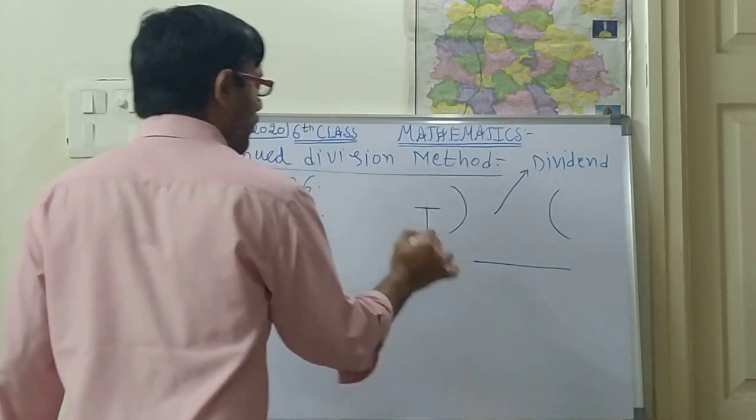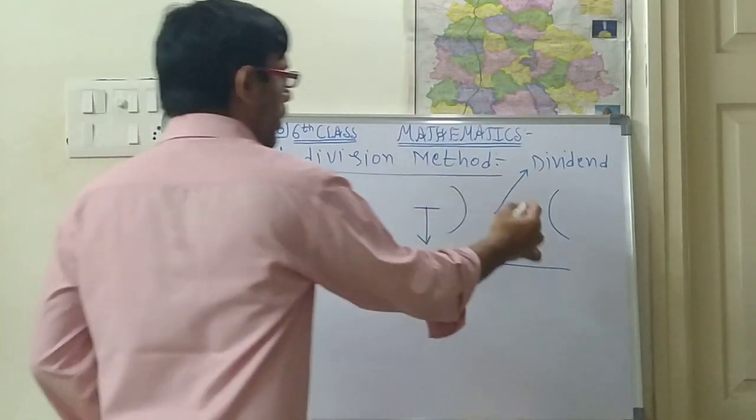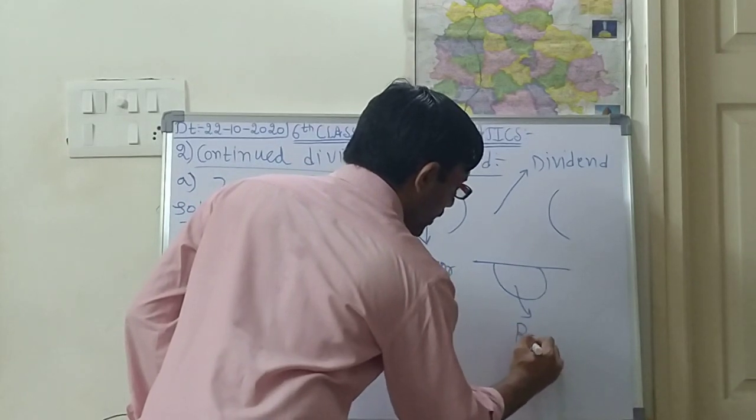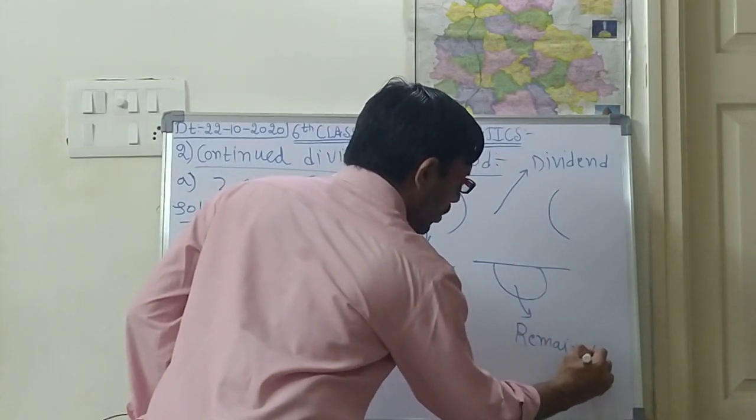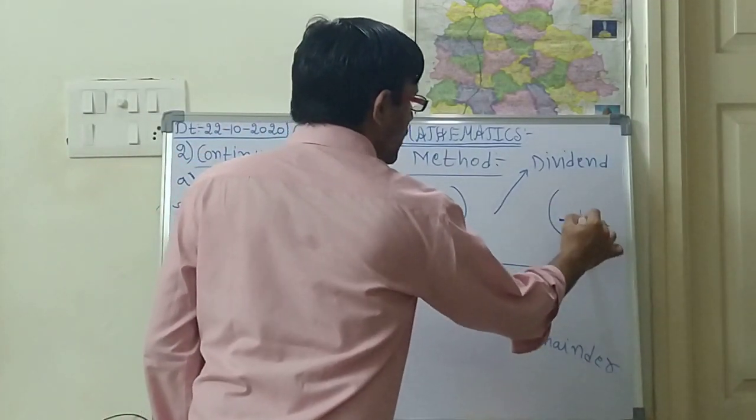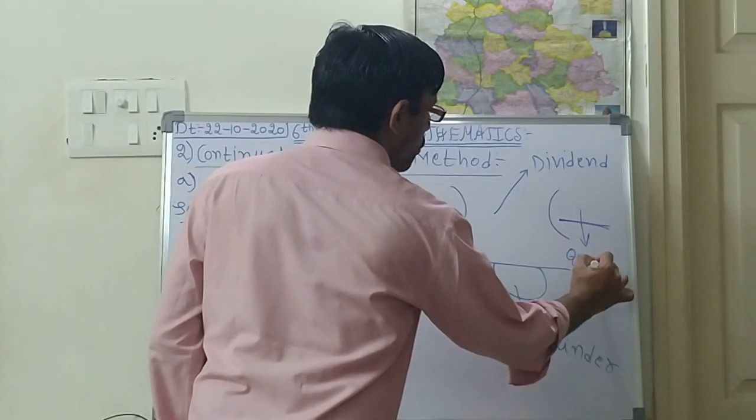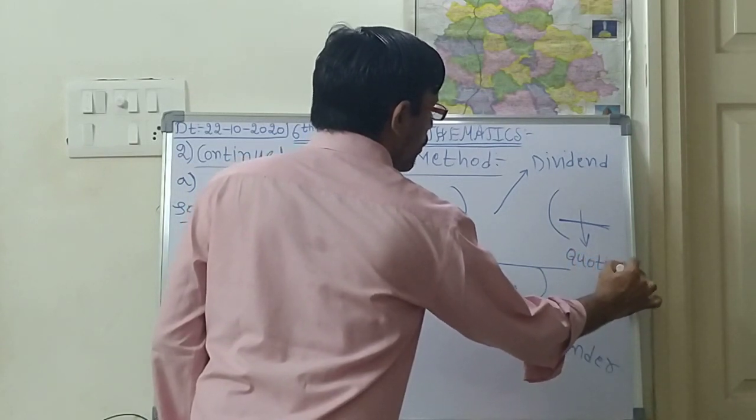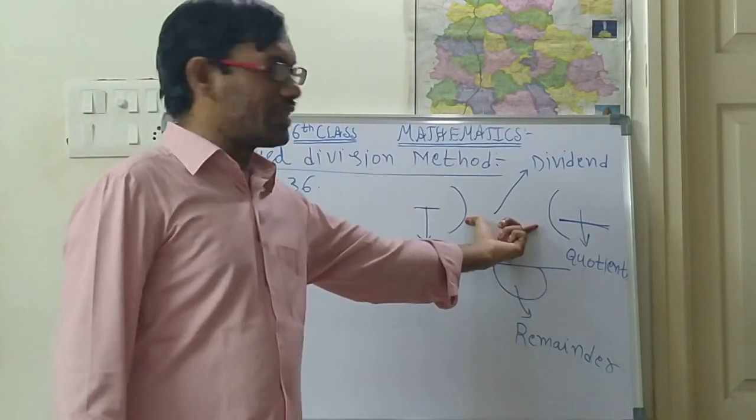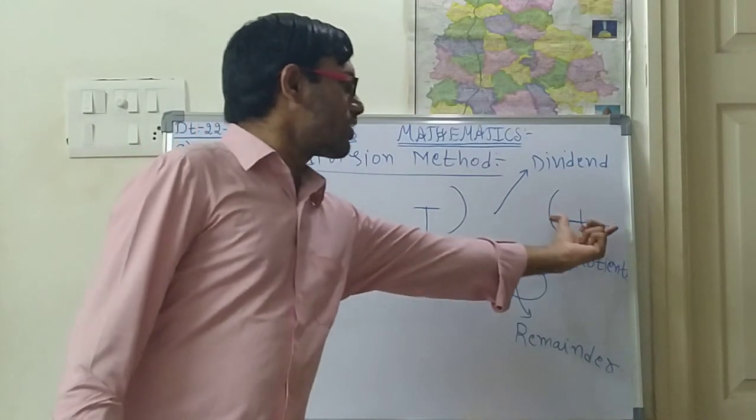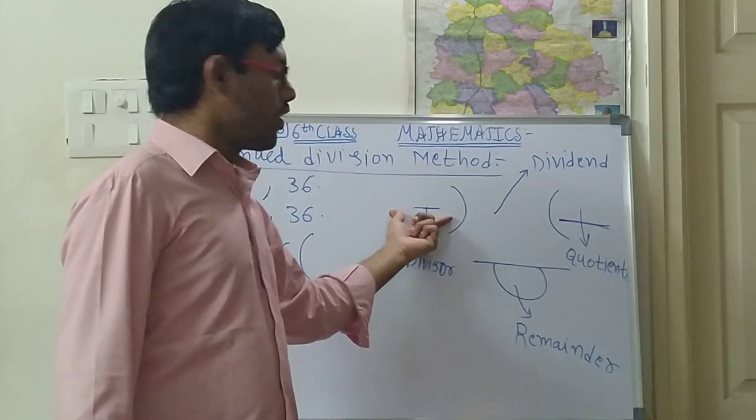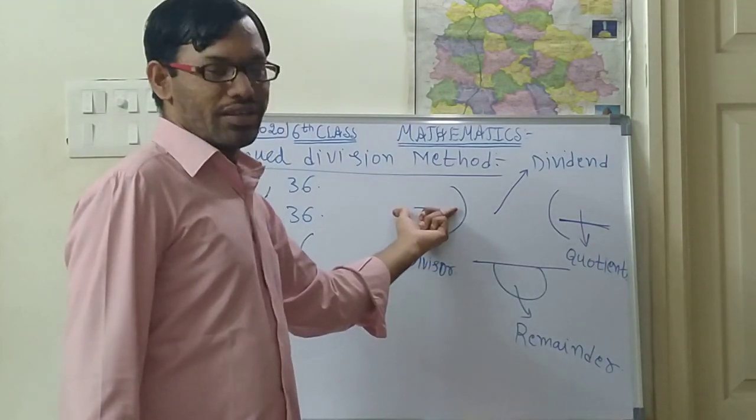D-I-V-I-S-O-R, divisor. Next, the number which is coming here is the remainder. And the number which is coming here is called the quotient, Q-U-O-T-I-E-N-T. I think you have understood. So this number is called the dividend, this is the divisor, this is the quotient, and this is the remainder. The dividend should be greater than the divisor.